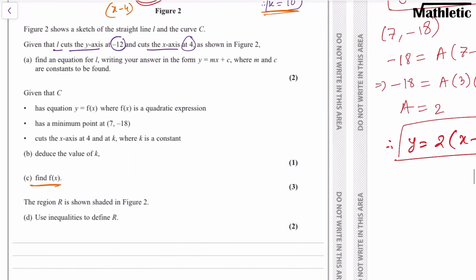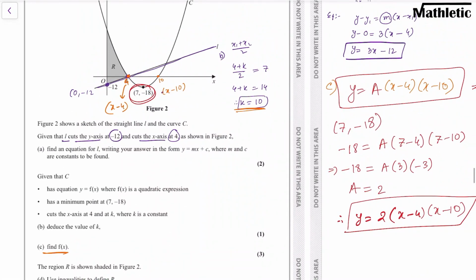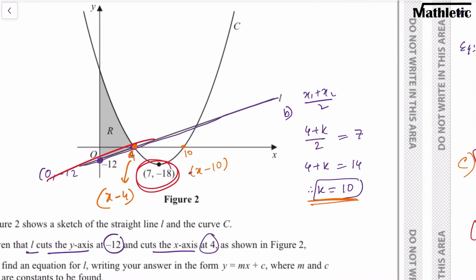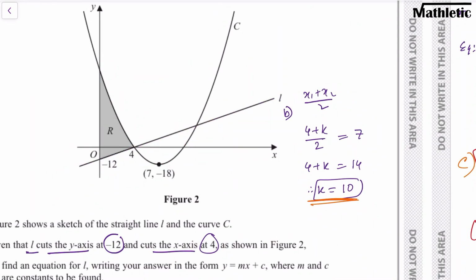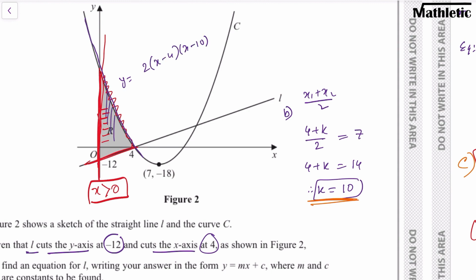Next we need to describe the inequalities of this shaded region. So this is bounded by 2 lines and 1 curve. The y-axis is actually x equals 0 and the shaded region is towards the right, so it's actually x greater than 0. Then the equation of the curve is y equals 2 into x minus 4, x minus 10, but the shaded region is below the curve, so that's why it will be less than.